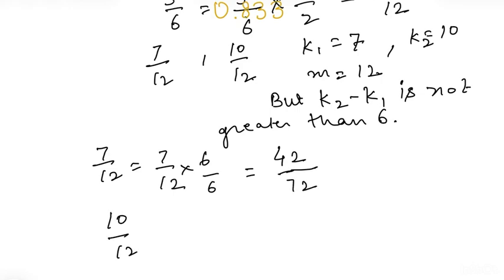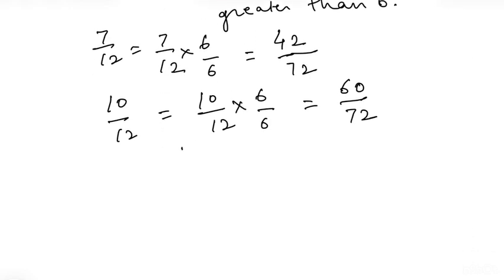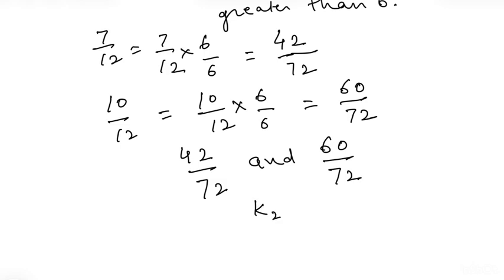10 by 12, 10 by 12 into 6 by 6, 60 by 72. So now two numbers are there, 42 upon 72 and 60 upon 72. K1 is 42, K2 is 60, M is equal to 72. All integers.